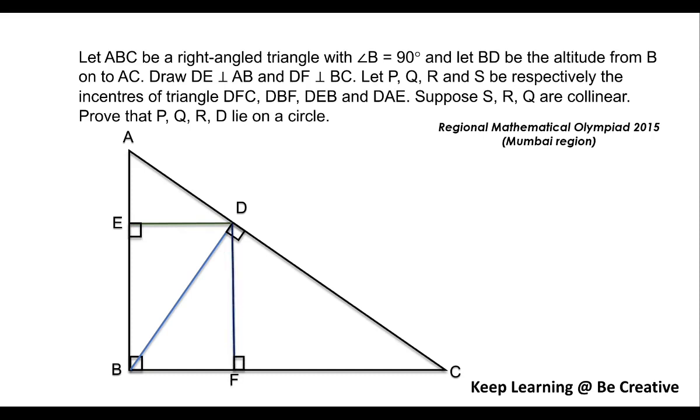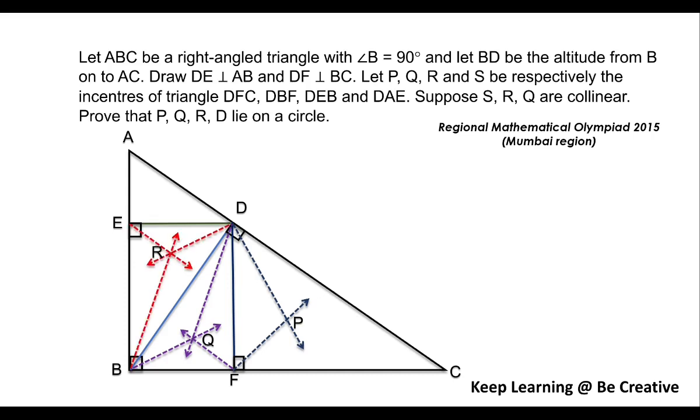And now we have to mark their incenters. Here we have P as the incenter of triangle FDC. Similarly, we have Q as the incenter of the triangle DBF. Then we have R as the incenter of triangle DEB. And finally, S as the incenter of AED, or we can say DEA.